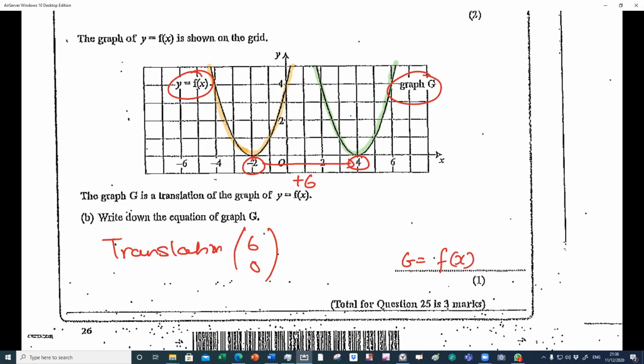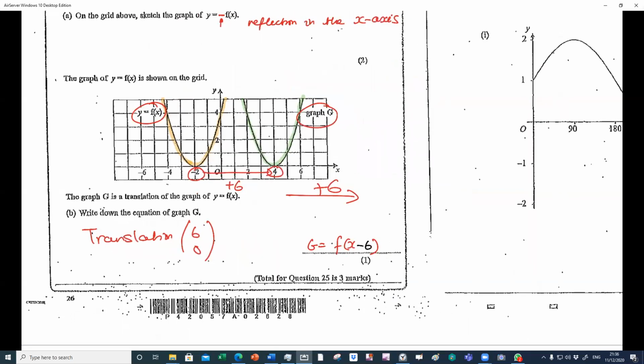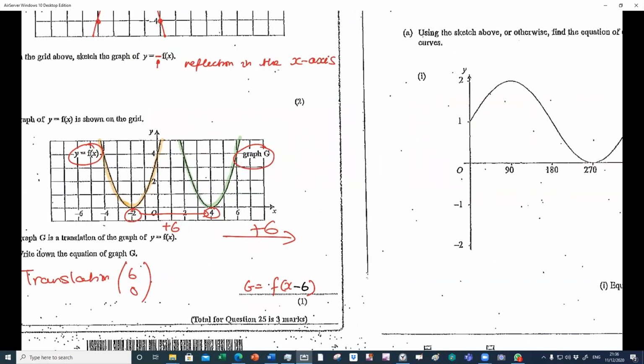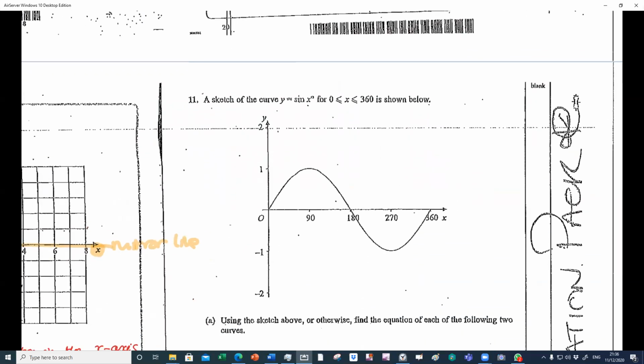Now remember, if you're moving +6 along to the right, we're going to have to think about it. Sorry, it's -6, isn't it? So it'll be -6 inside the function. Fantastic. Because we're going right, and right we think of as positive, it'll be the opposite inside, -6. And that's how we do it. Done. See, not a sine graph, it's just a quadratic graph called f of x.